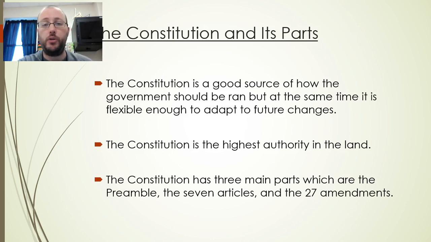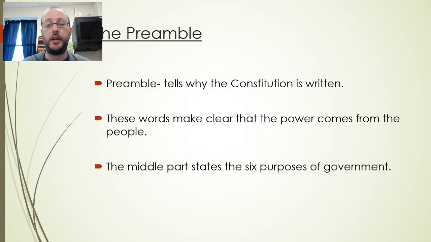There's nothing that's above the U.S. Constitution. The president's not, Congress isn't, the Supreme Court's not, movie stars aren't, cops aren't, no one's above the U.S. Constitution. The Constitution has 3 main parts, which are the preamble, the 7 articles, and the 27 amendments. And we're going to break that down a little bit today.